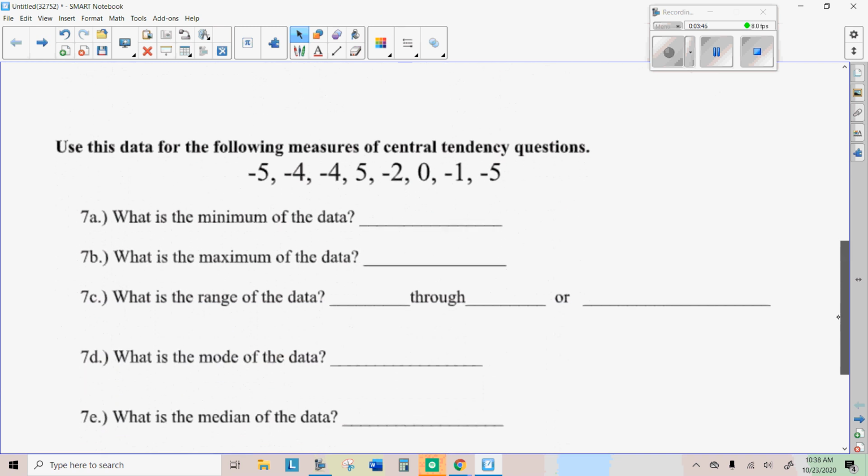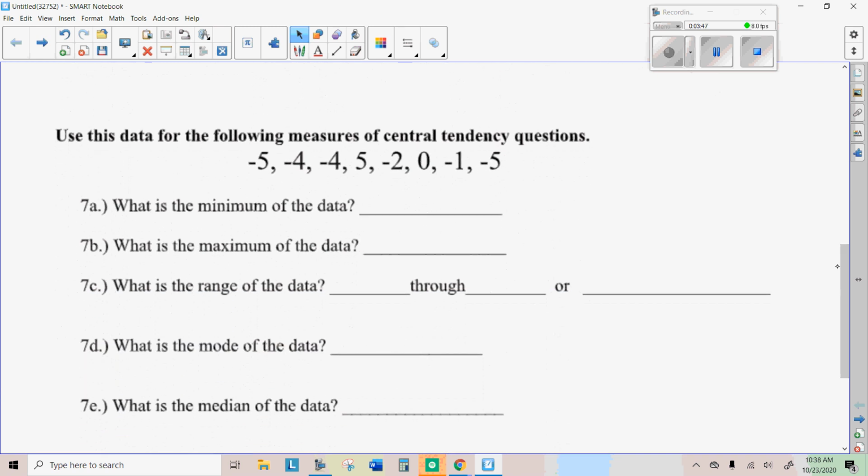Okay, the other thing we learned during this unit is how to find measures of central tendency, which means the middle. And we have a couple things that mean the middle. Median means the middle. Mode can sort of mean the middle. It's like the most common. And the mean can represent the middle.